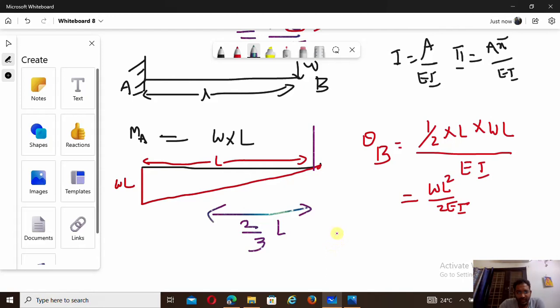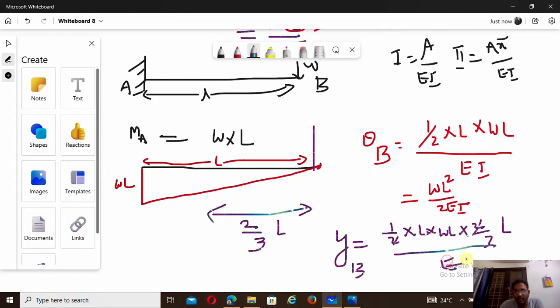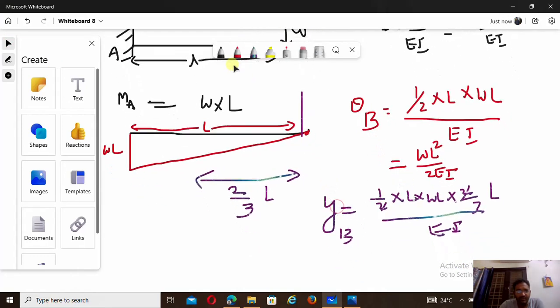Therefore the deflection at B, y B, is equal to the same area, half into L into W into L, into the x bar, 2/3 of L, divided by EI. The 2 cancels. Finally we get W into L into L into L, that is WL cube, and here 3 is there, divided by EI. Therefore deflection is WL cube divided by 3EI.